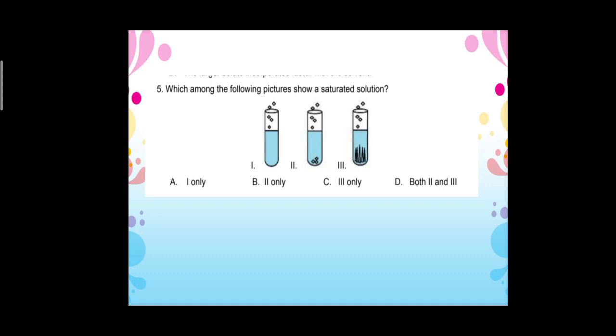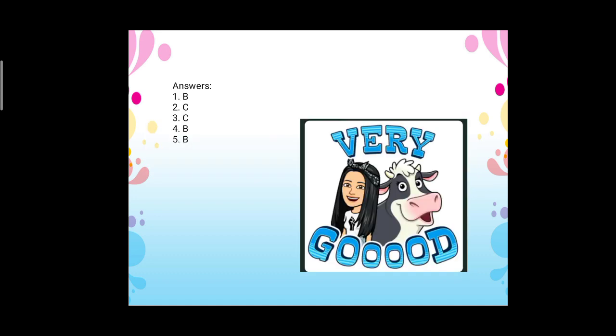Okay, so let's see if your answers are correct. The correct answers are 1B, 2C, 3C, 4B, and 5B. Okay, count the number of checks and write your score. That is 5/5.